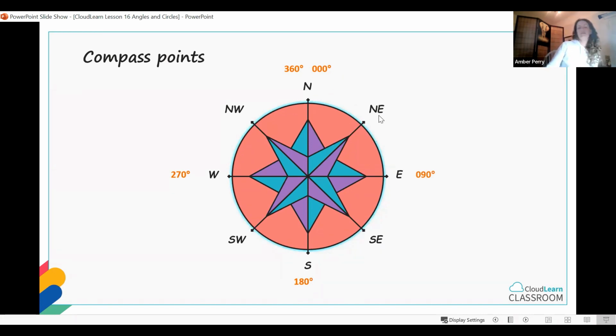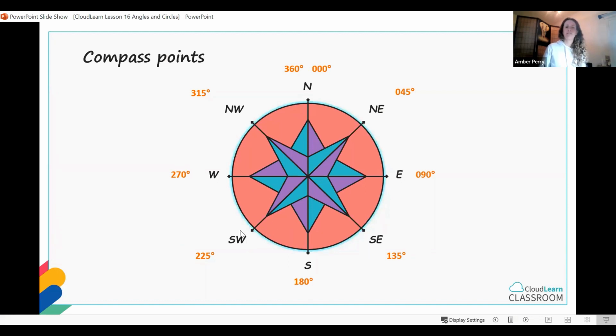And then northeast. Northeast is exactly halfway between north and east. So it's at 045. Southeast is at 135. Southwest is at 225. And northwest is at 315. So you've got to get kind of good at adding 45 degrees on if you're trying to work out the bearing of southwest. You've got to go, okay, well, southwest is going to be 45 degrees from south. So I've got to add on 45 to 180 and so on.